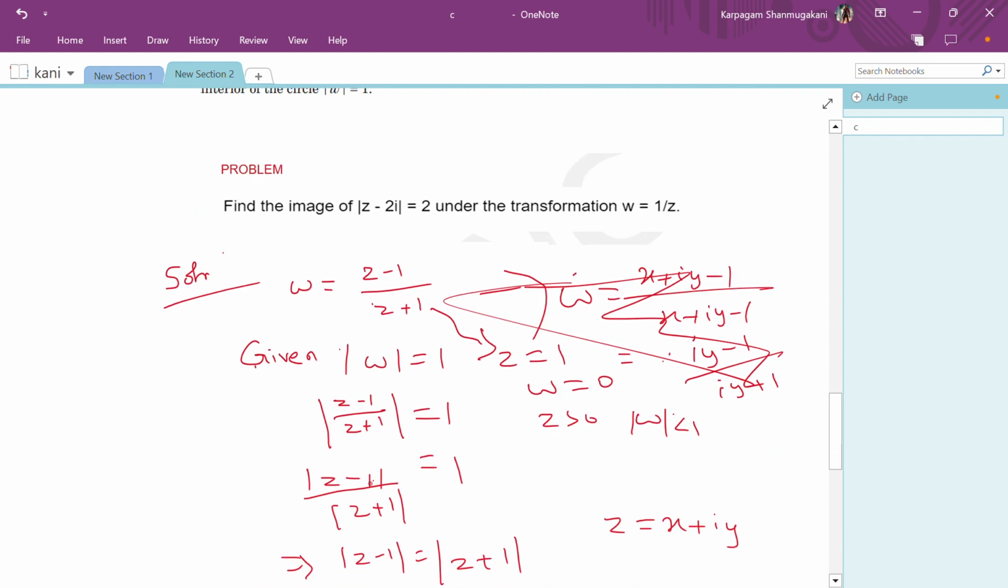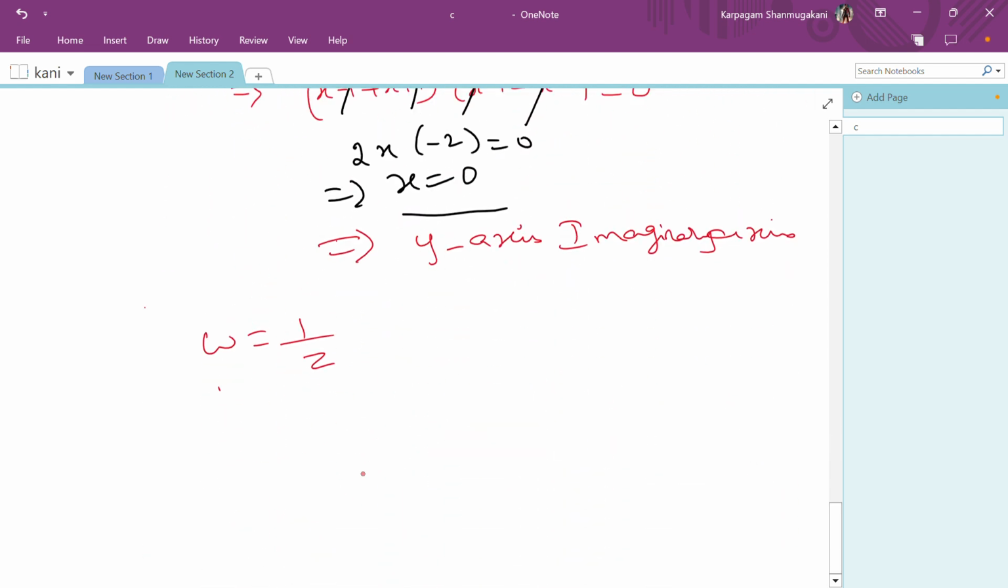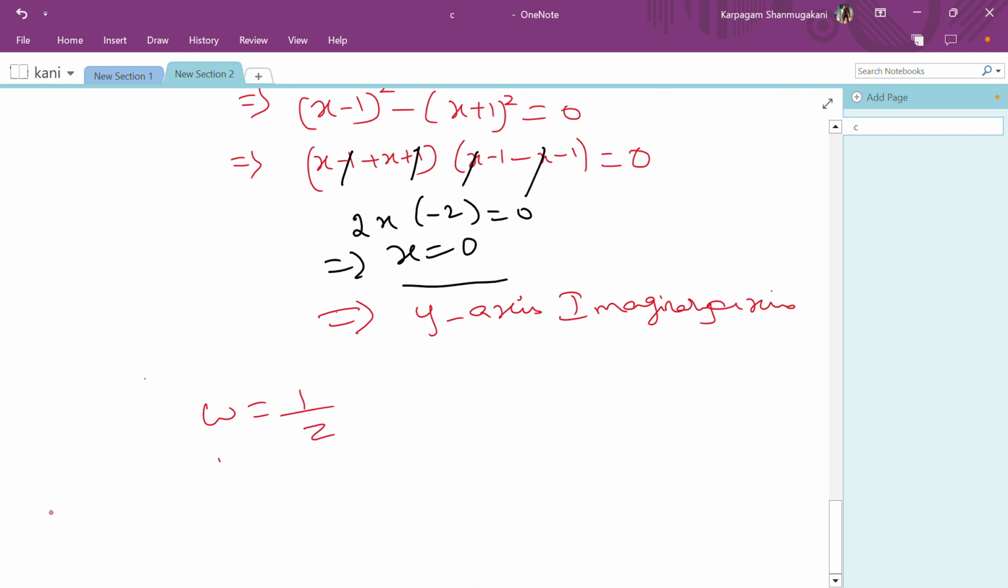Image of which one's image? Modulus of z minus 2i equal to 2. So w equal to 1 by z means what is the value for z here? z equal to 1 by w. So substitute z equal to 1 by w, modulus of 1 by w minus 2i equal to 2.